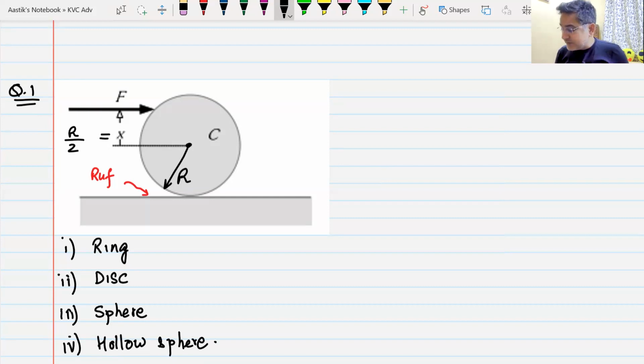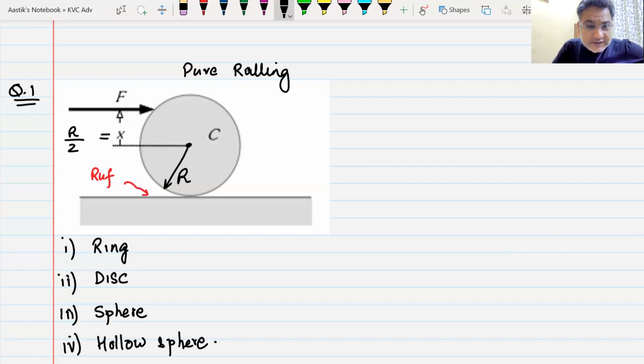Remember, whenever this is in pure rolling, it's given that this body has to be in pure rolling and friction is sufficient to allow pure rolling. In that condition, you have to tell me, if x is r by 2, what would be the direction of friction in these four cases? And you already know what you are supposed to know about this question. So here you go. You have 2 minutes to give me the answer.